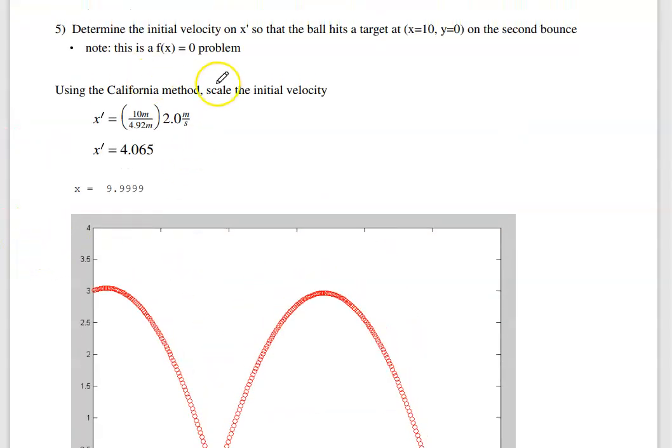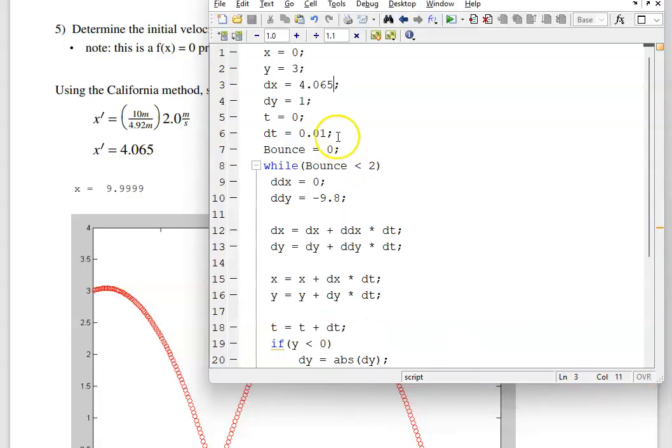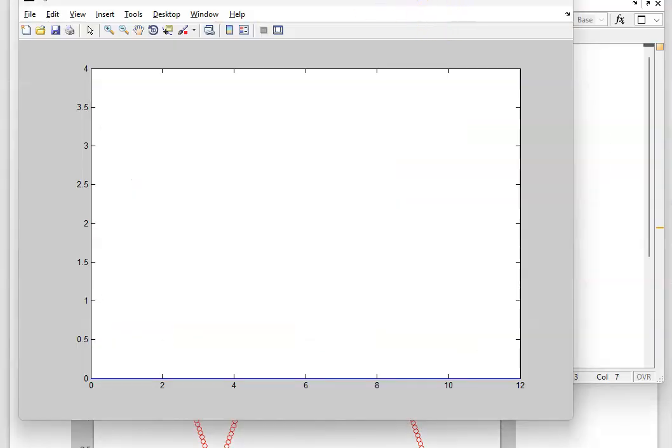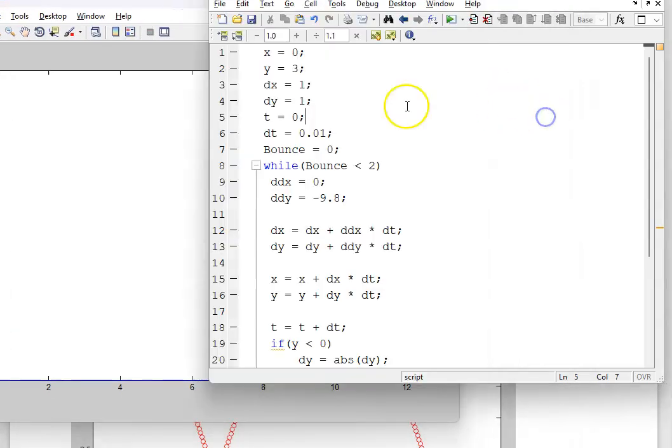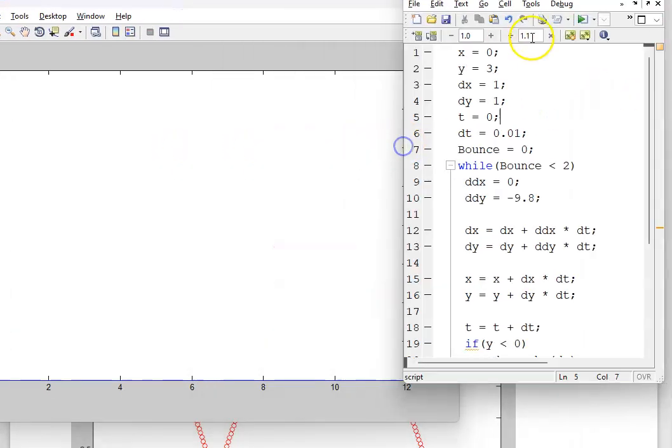Okay, next problem. Let's have it hit a target at 10. So to do that, that's a function equals 0. Let's come up with two initial guesses. I'm going to start out that the initial velocity is 1 and see where I hit. So I'll get this over here. Here's my initial velocity. First bounce. Second bounce.